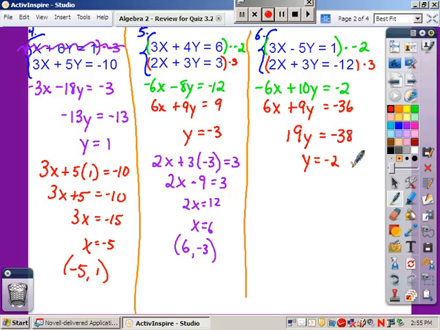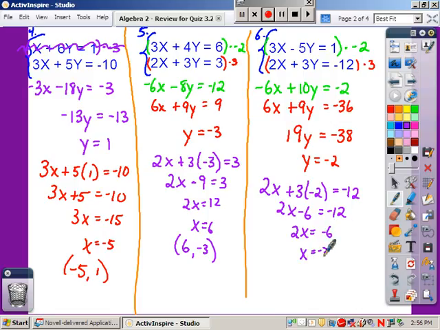With my answer for y, again, I'm going to go back to one of the original equations because they seem to be a little bit easier. I'm going to pick that bottom one again. 2x plus 3 times negative 2 equals negative 12. So 2x minus 6 equals negative 12. I'm going to add 6 to make that 2x equals negative 6. Then I'm going to divide by 2 to make it x equals negative 3. Final answer, negative 3 comma negative 2.